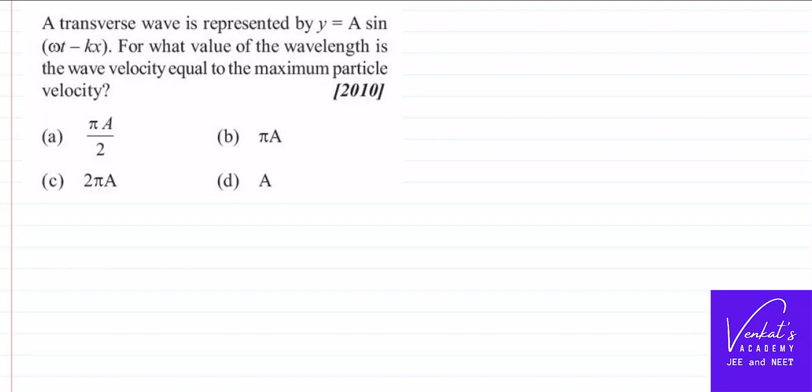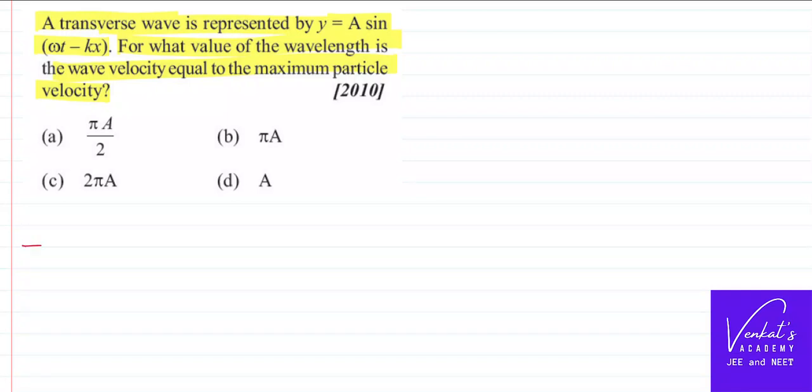Here in this video, we are solving a problem from the concept of waves. Let me read out the problem for you first. A transverse wave is represented by a general equation A sin(ωt − kx). For what value of wavelength is the wave velocity equal to the maximum particle velocity? Right? Let's go into the problem and try to understand.